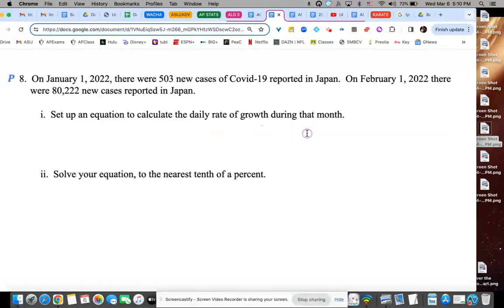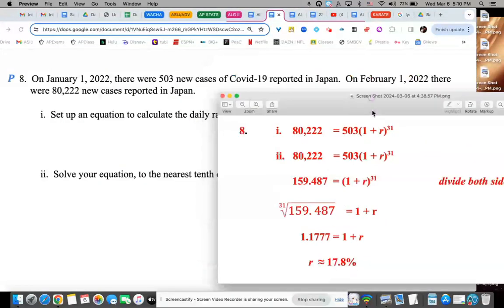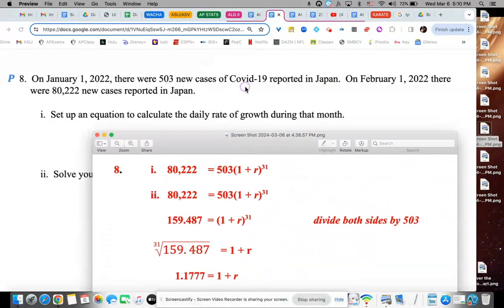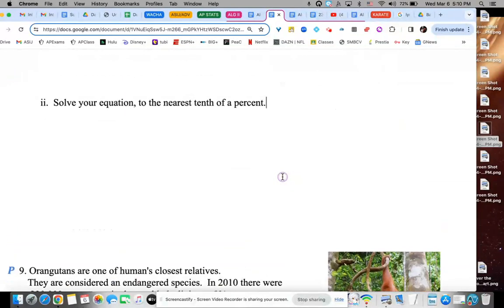Okay. So we got the rate of growth during that month. Let me just pop up the answer to that one. Not that one. This one. Okay, so let me put that down here. And so we got 503 new cases. And then we ended up with 80,000. And we're trying to solve for the rate after it went from 2022. Oh, that's for the last part? No.